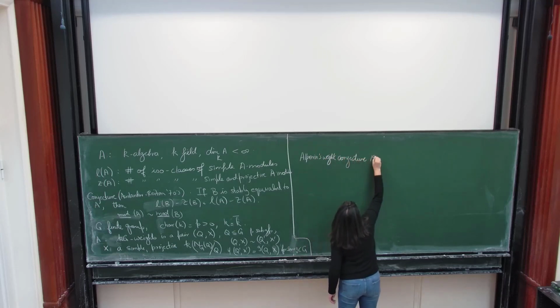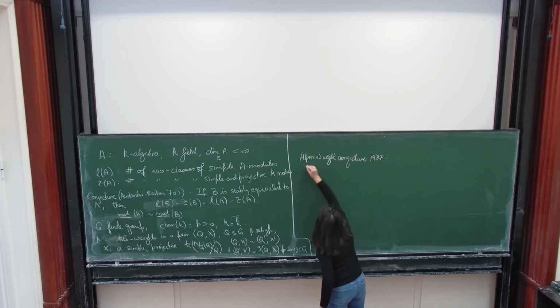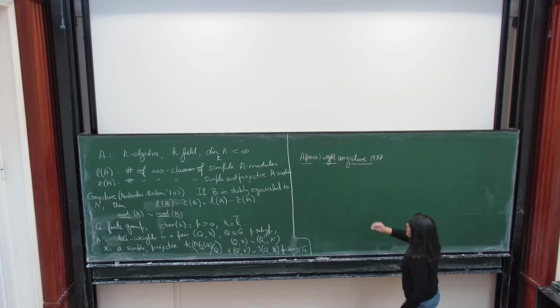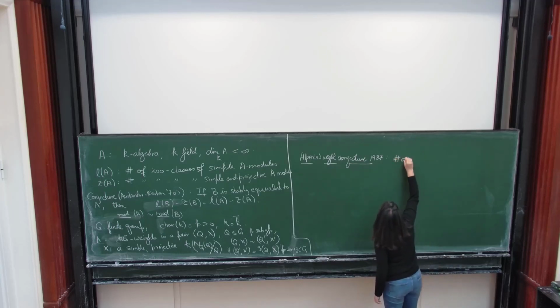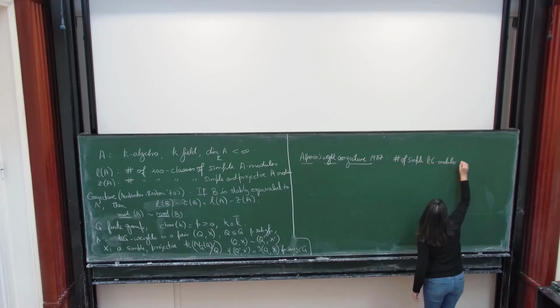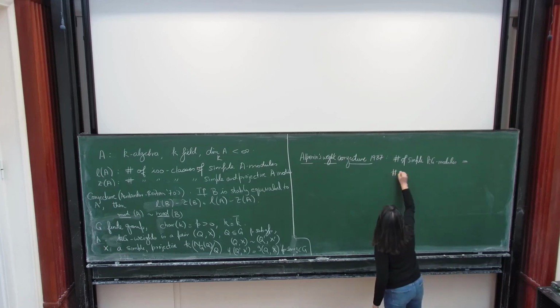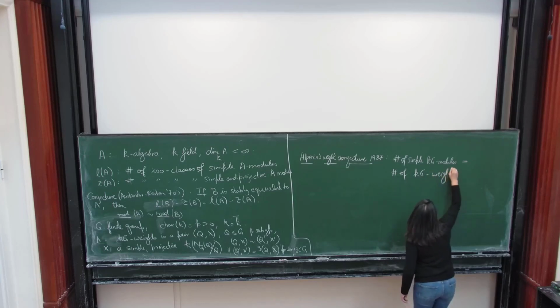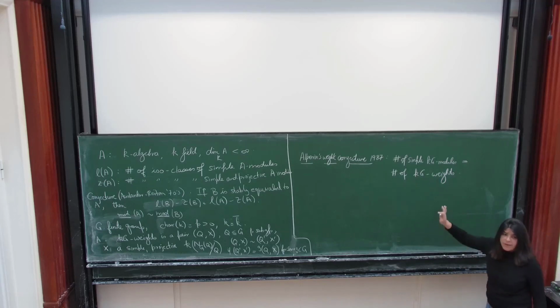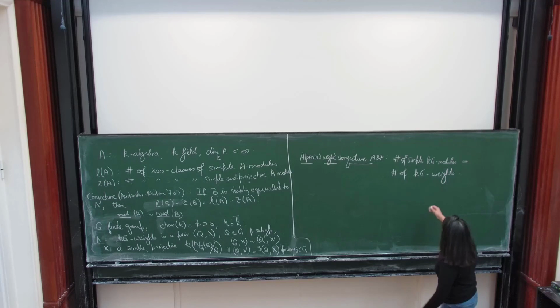From 1987. And it says that the number of simple kG modules up to isomorphism equals the number of kG weights. Okay, so it's just a very, very easy statement. And okay, so let's write it out.